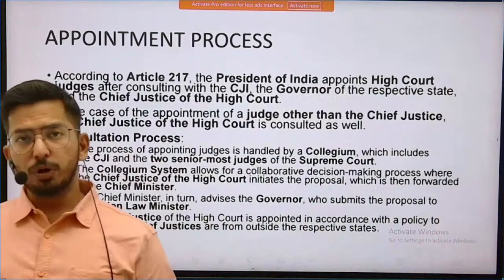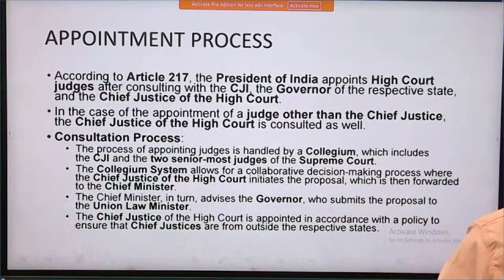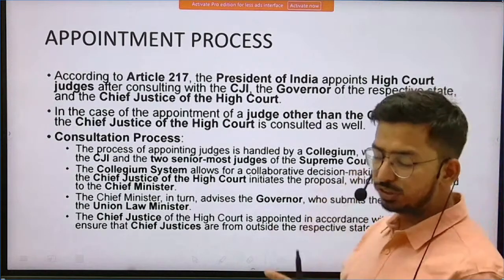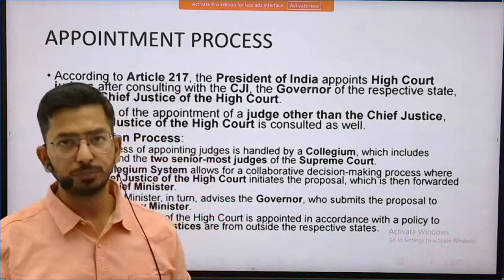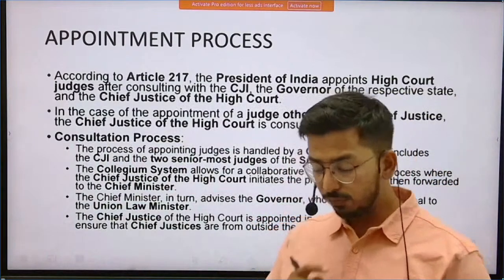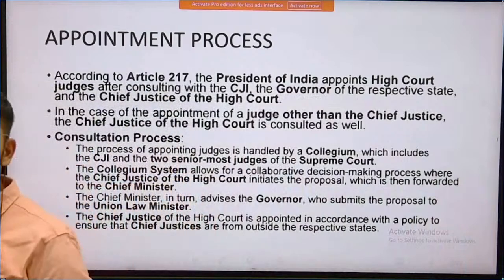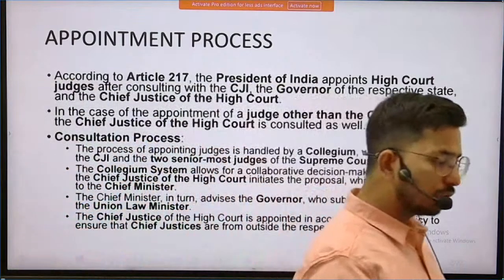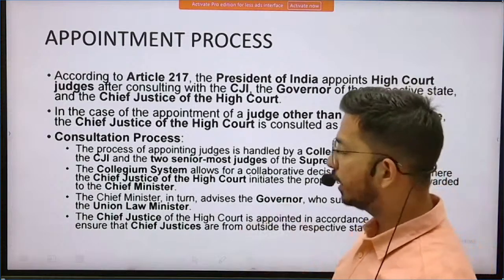Okay, so when you talk about the appointment system for High Court judges, apart from the chief justice of that High Court, what will happen? There will be a collegium of the Chief Justice of India and two more senior judges. The two most senior judges form a three-member collegium body. They will finalize and recommend the names, and they will consult the governor of that particular state. They will consider the chief minister also. They will take their recommendations and advice, and after finalizing the name, they will send it to the Union Law Ministry.